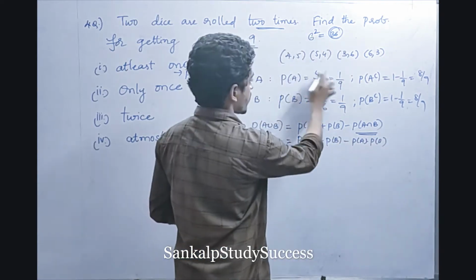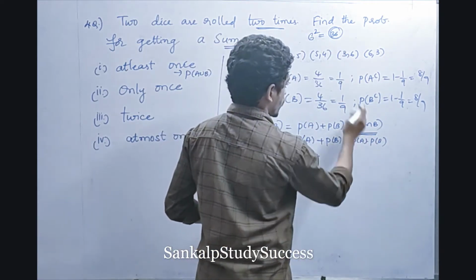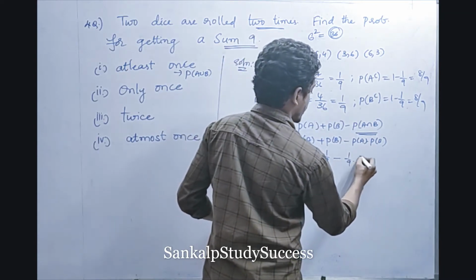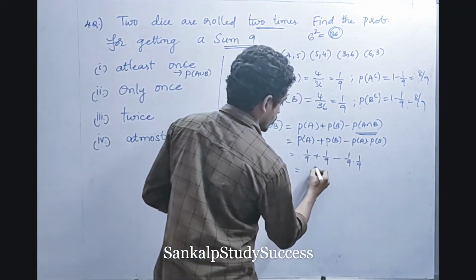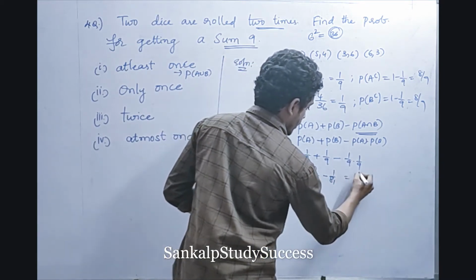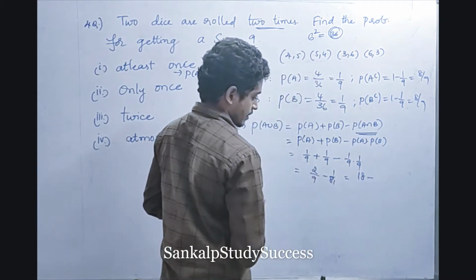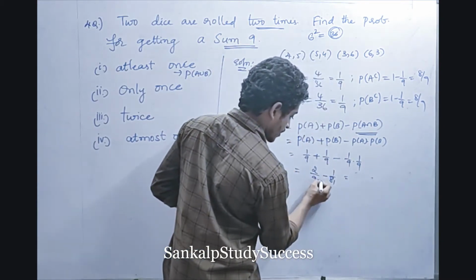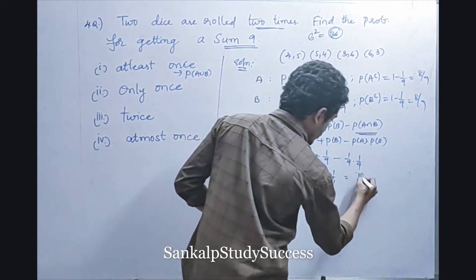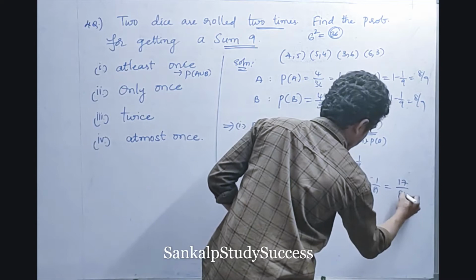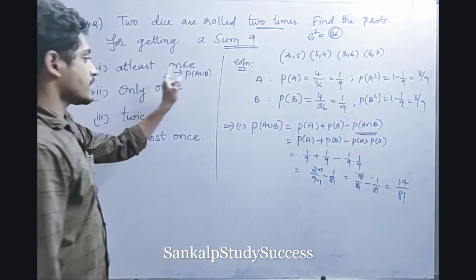So what is P of A, friends? 1 by 9. 1 by 9 plus what is P of B? Once again 1 by 9, minus 1 by 9 into 1 by 9. That is nothing but 2 by 9 minus 1 by 81. What is the LCM, friends? Can I write this as 9 into 9? So 9 2s are 18, 18 by 81 minus 1 by 81. That is nothing but 17 by 81. This is the probability of at least once.